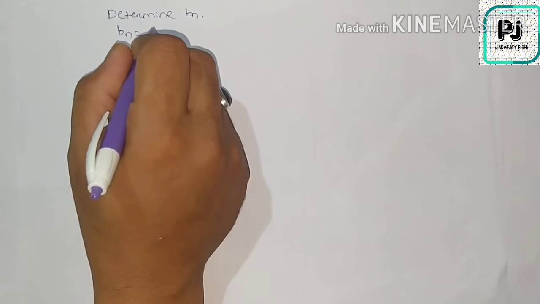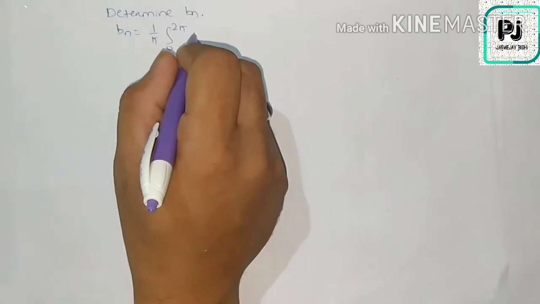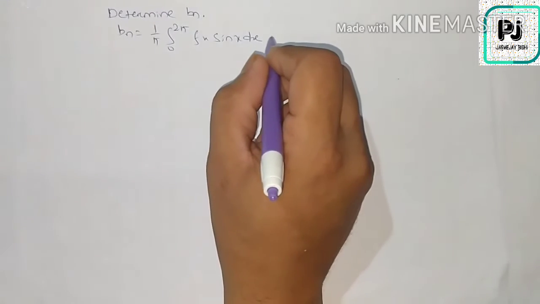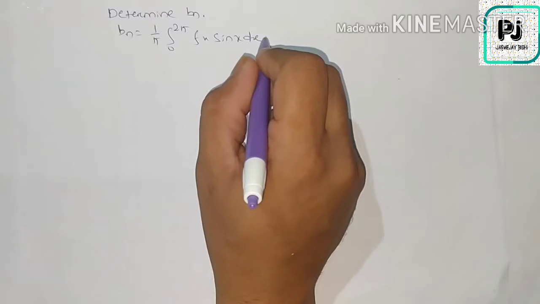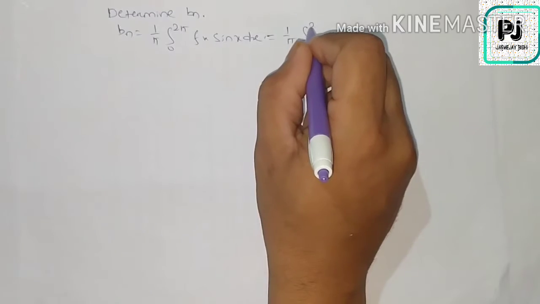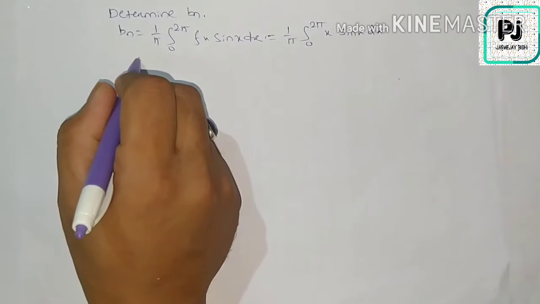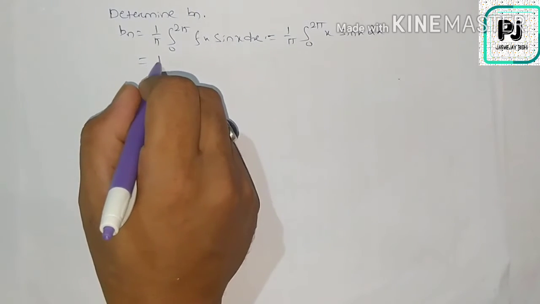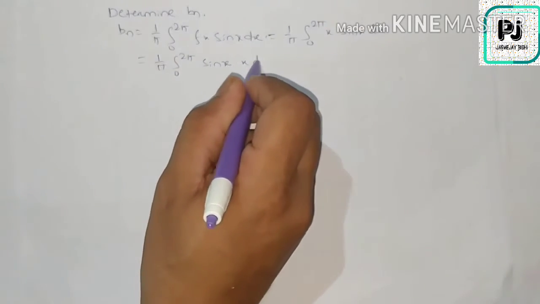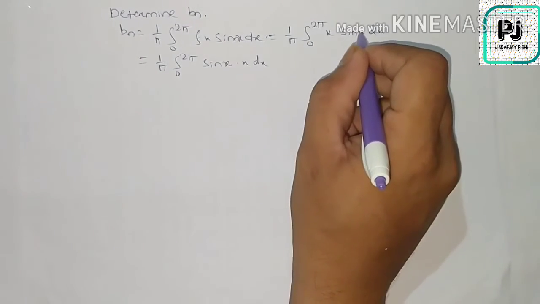So bn has the 1 by pi formula, that is integration 0 to 2 pi, f(x) sin nx dx. Actually that is 1 by pi integral from 0 to 2 pi of x sin nx dx. So now you have to find 1 by pi integral from 0 to 2 pi of sin nx into x dx.